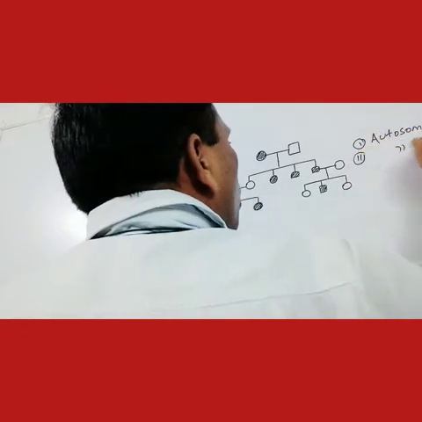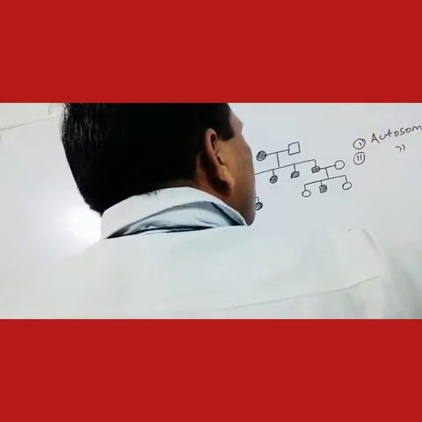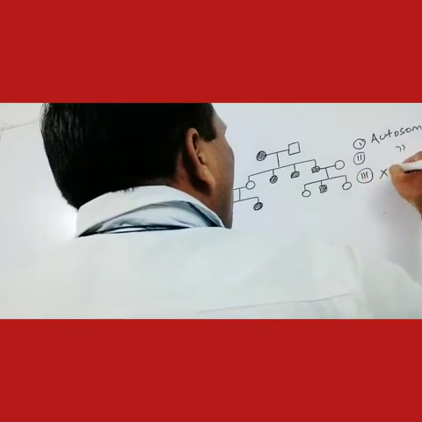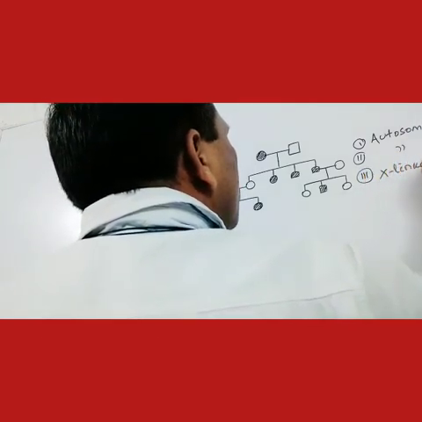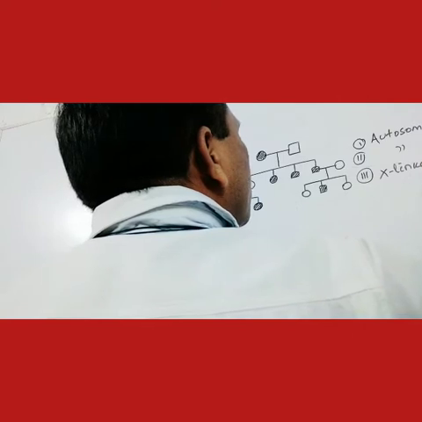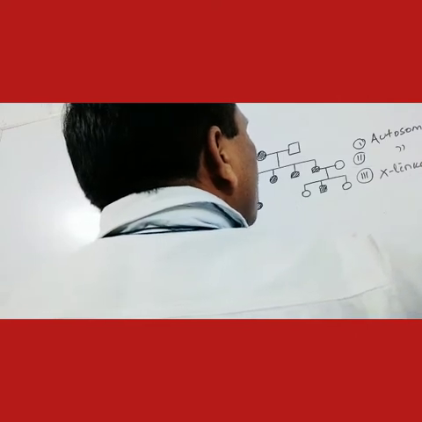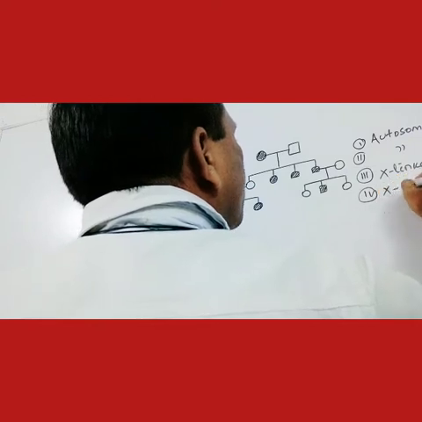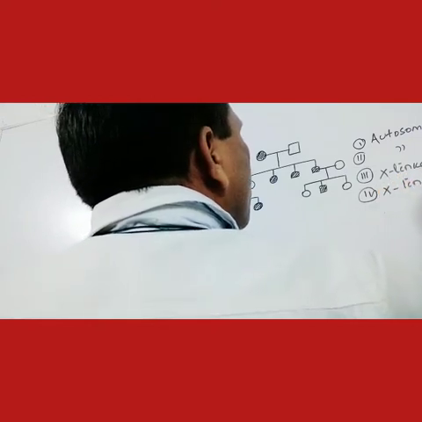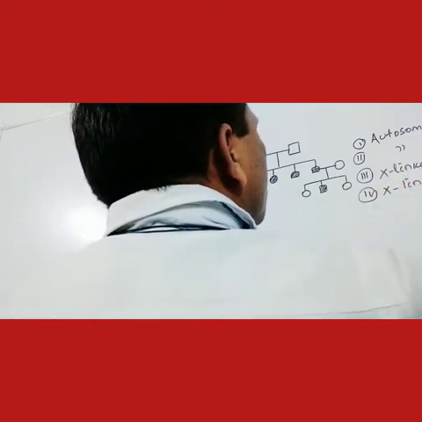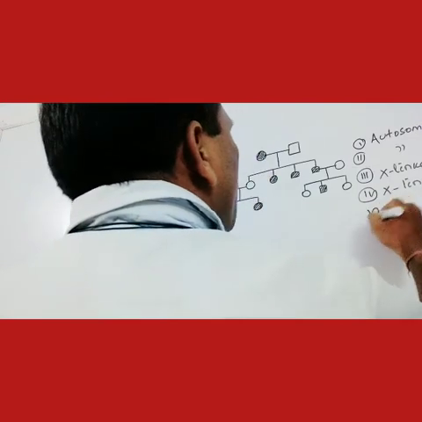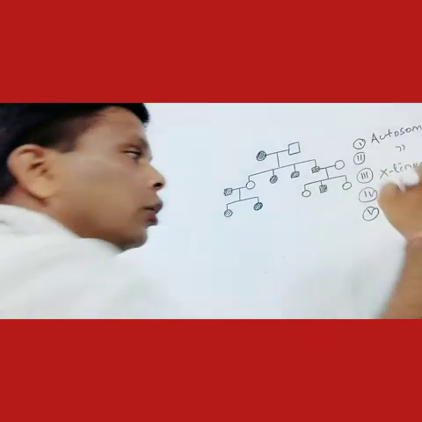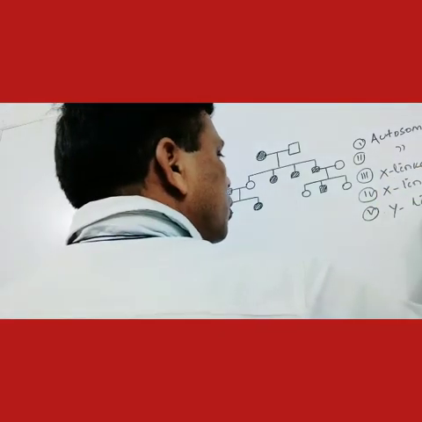Second is autosomal recessive. Third is X-linked dominant. Fourth is X-linked recessive. The fifth one is Y-linked disorder.